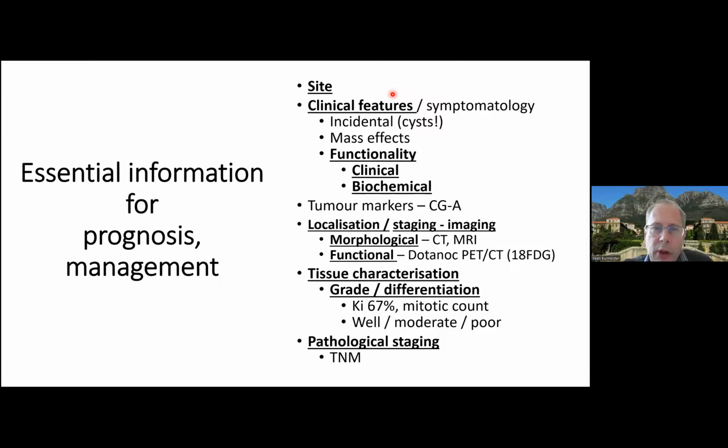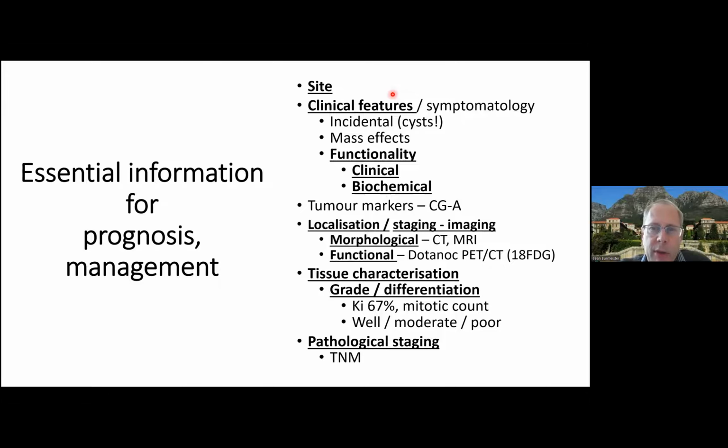So for example, if you have a patient with diarrhea and a small bowel tumor with liver metastases, but the 5-HIAA is normal, well, that's not a functional tumor. You can't call that a functional tumor, even though the patient is having some symptoms. You need to exclude other causes for those symptoms. So you need both clinical and biochemical positivity to call a tumor functional.